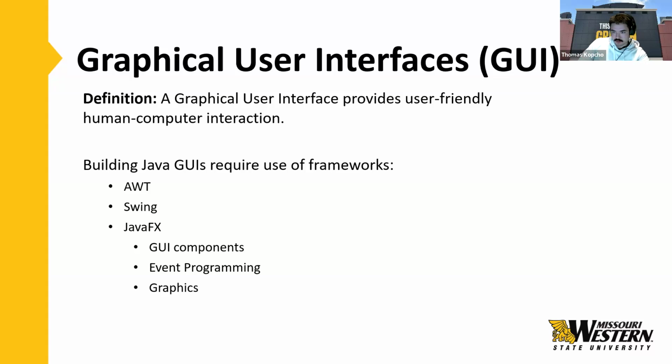It gives you components like buttons, labels, text fields, menus, whatever. It also does event programming, graphics and media, like supports drawing shapes, applying transformations, and incorporating media like images, audio, and video into applications. Okay, and we'll focus on JavaFX in this class and how to build basic applications with it.